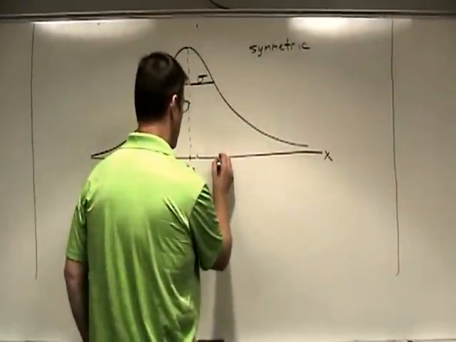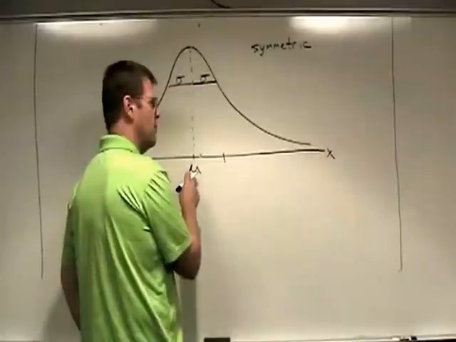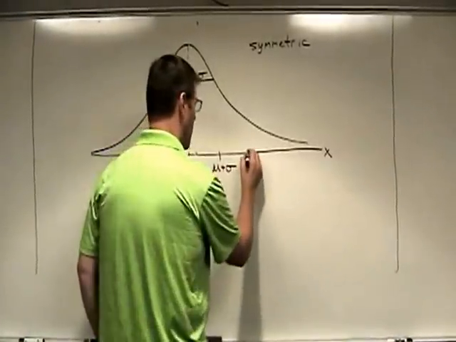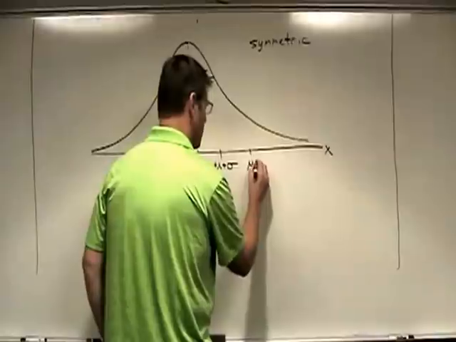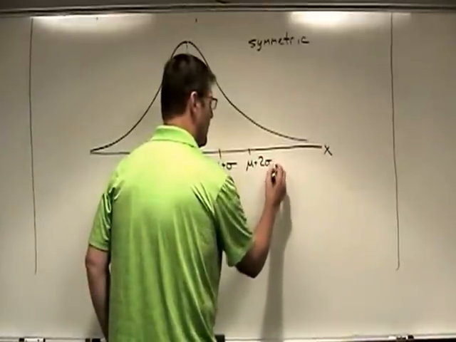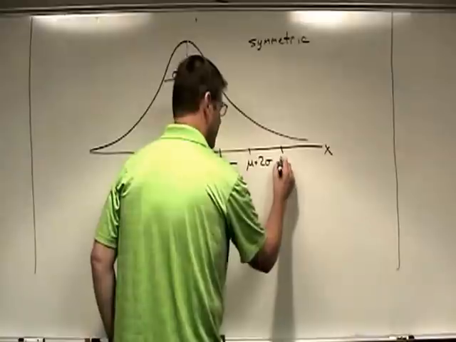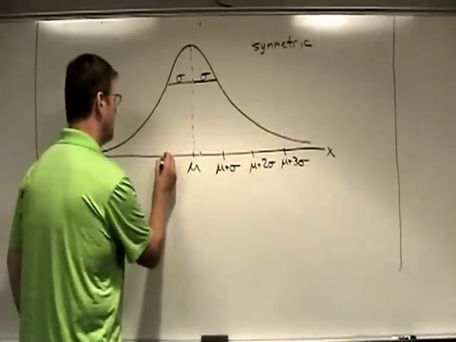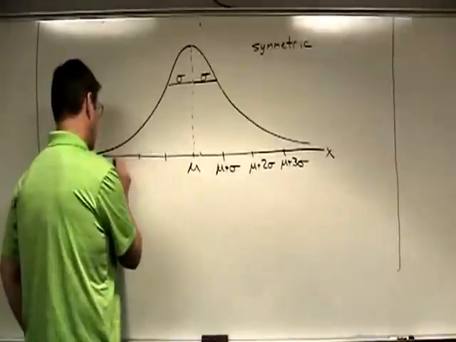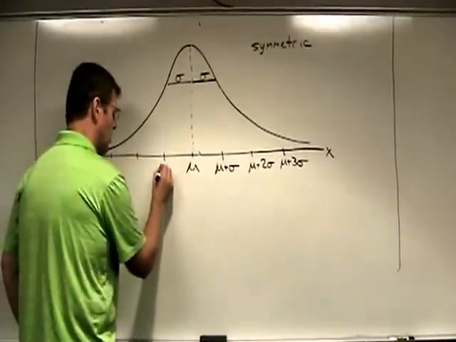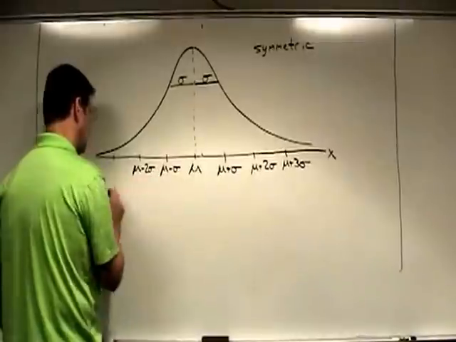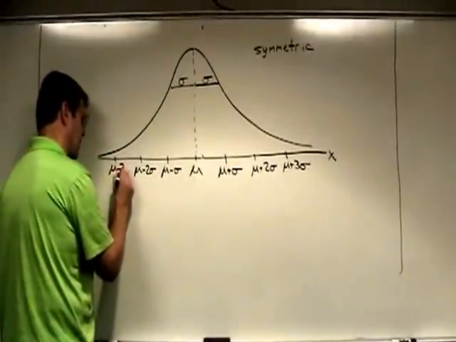So this point right here, we've gone from mu to mu plus sigma. We go out the same distance here, we're at mu plus 2 sigma. And we go out one more time, and we're at mu plus 3 sigma. On the other side, going out 1, 2, and 3 standard deviations, we're at mu minus sigma, mu minus 2 sigma, and mu minus 3 sigma.